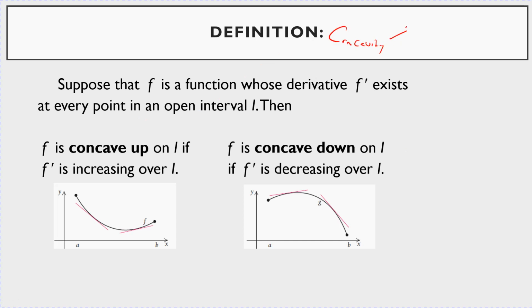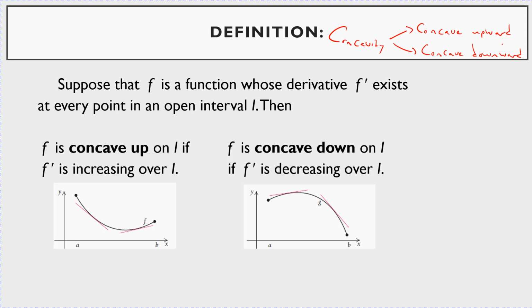There are two types of concavity in our class. There's what's called concave upward, or concave up, and then there's concave downward, or concave down. So it goes like this. Suppose that f is a function whose derivative f prime exists at every point in some open interval. Then the function f is concave up on that interval if f prime is increasing.